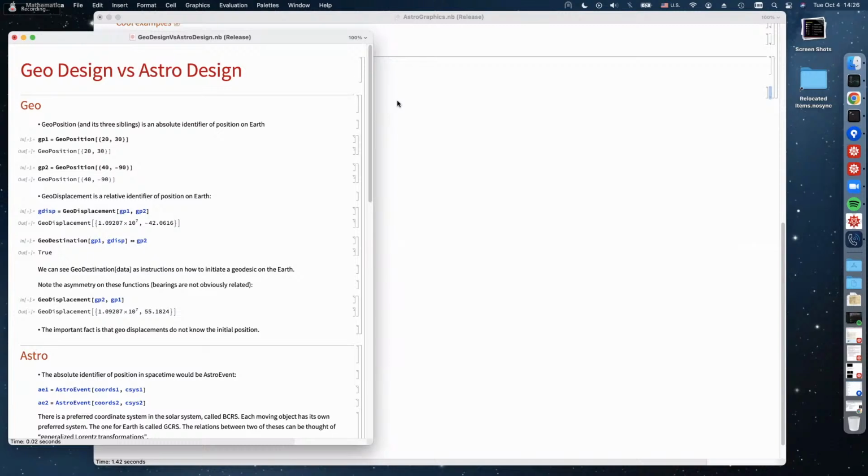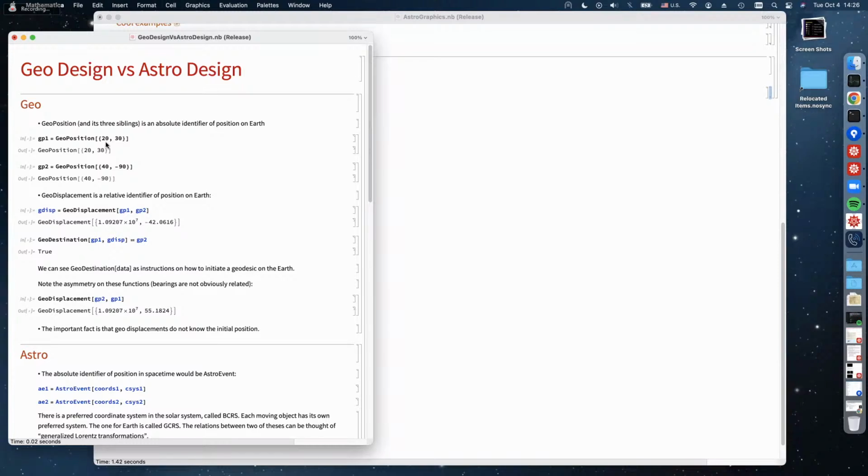So for people joining this live stream, we are continuing our review of astronomy functionality. And where have we got to? We've been talking yesterday about astroposition and about the second argument of astroposition. Thinking more about it, I wanted to elaborate on an important idea that I wasn't able to articulate properly yesterday. To do that, it's useful to compare to the geo design.